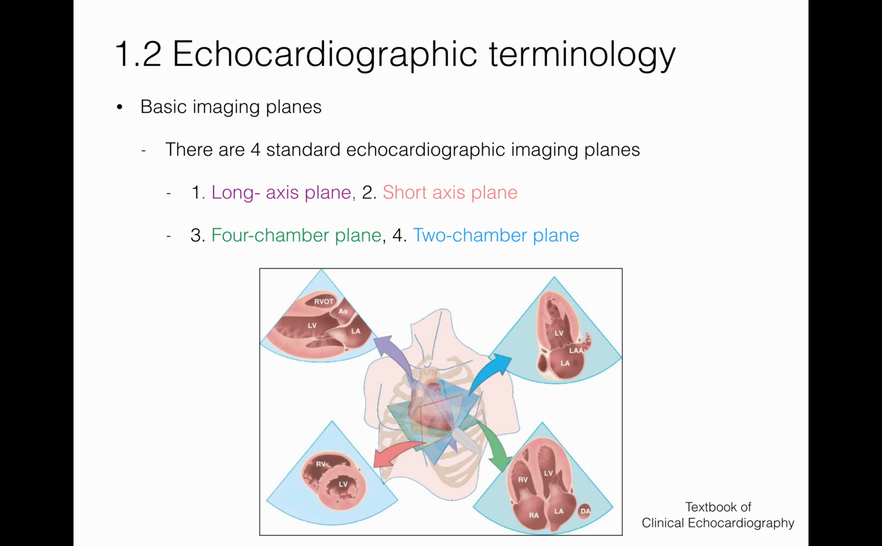Echocardiographic imaging planes differ slightly from the anatomical planes just outlined, although understanding anatomical planes will help you to discern key echocardiographic planes. The 4 orthogonal basic echocardiographic planes are the long axis, short axis, the 4-chamber and the 2-chamber planes.